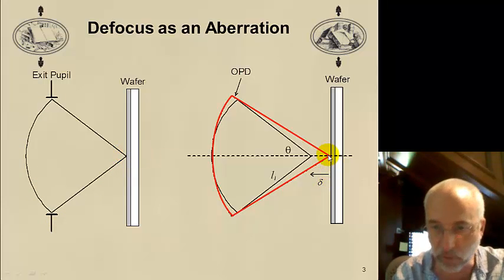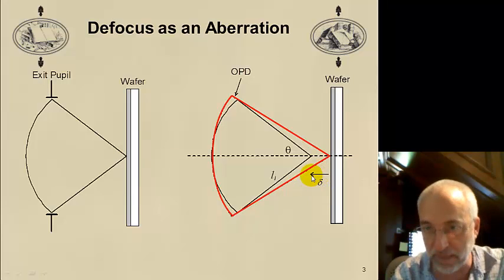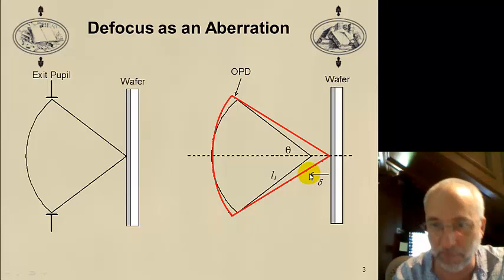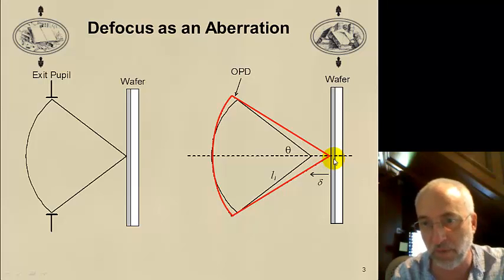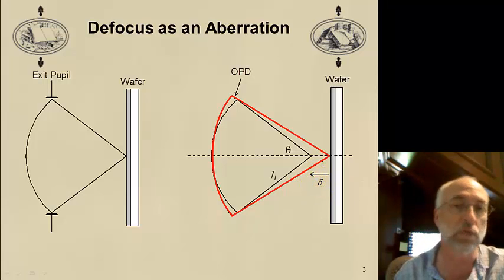Now, let me take this wafer and simply move it a distance delta away. So if I wanted the wafer to be in focus, I'd have to move it a distance delta up. The light is all focusing down to this point, but my wafer is off. It's, again, out of focus by a distance delta. What does that mean?